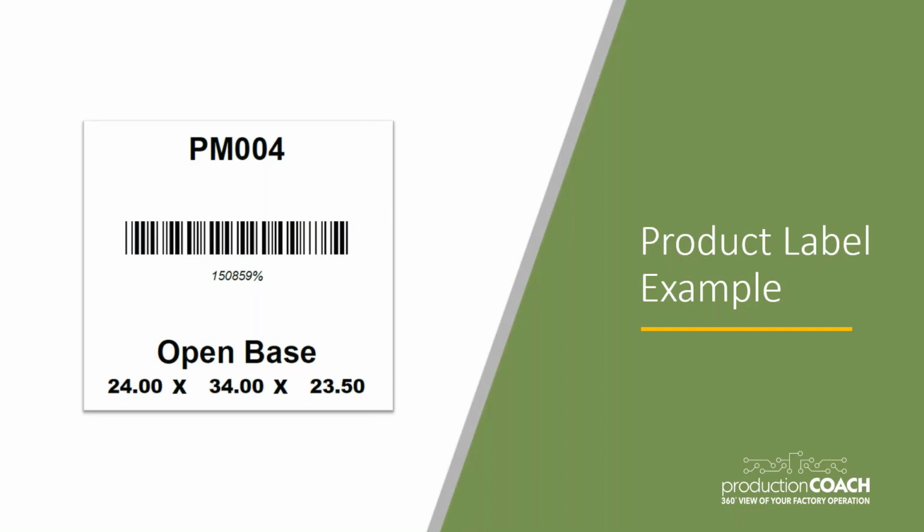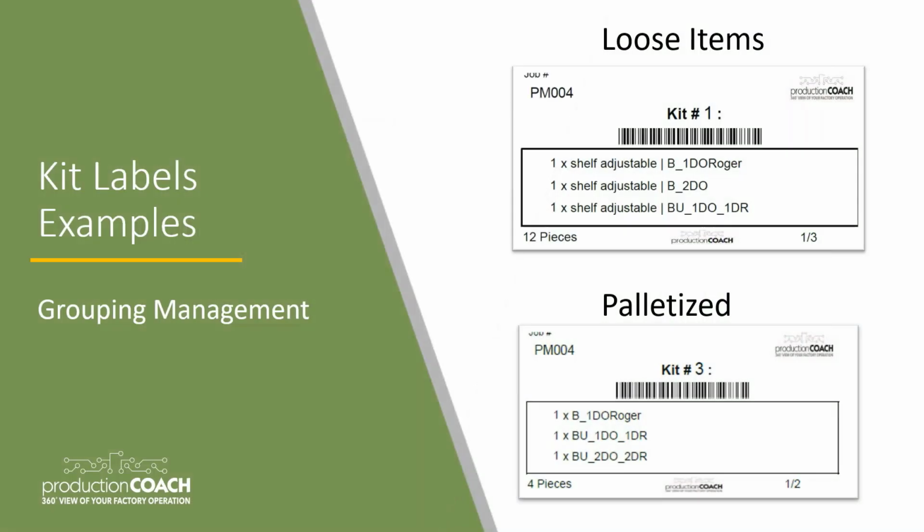Here's a brief example of a product label. It can indeed include more information, but for the purpose of this, just understand that instead of only working at part level, we can work at product level. So now we could be scanning product labels as well.